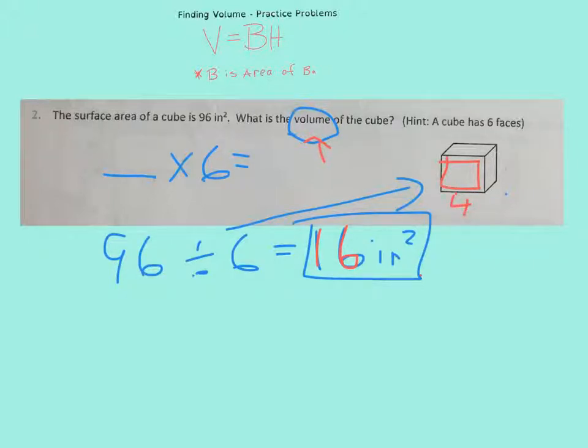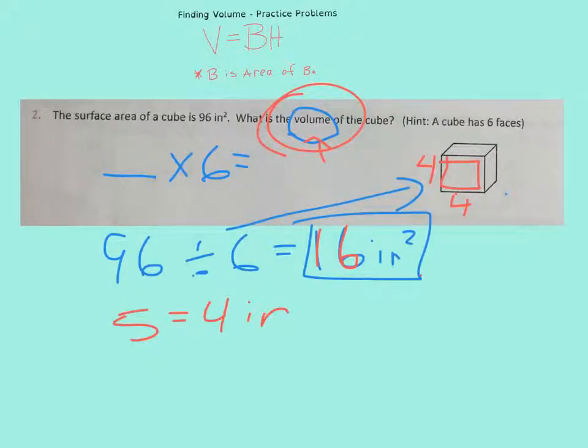So if that side was 4 and the height was 4, the area of this face would be 16. So I know the side length equals 4 inches. All right, so if we know that, now we can figure out what the volume is.